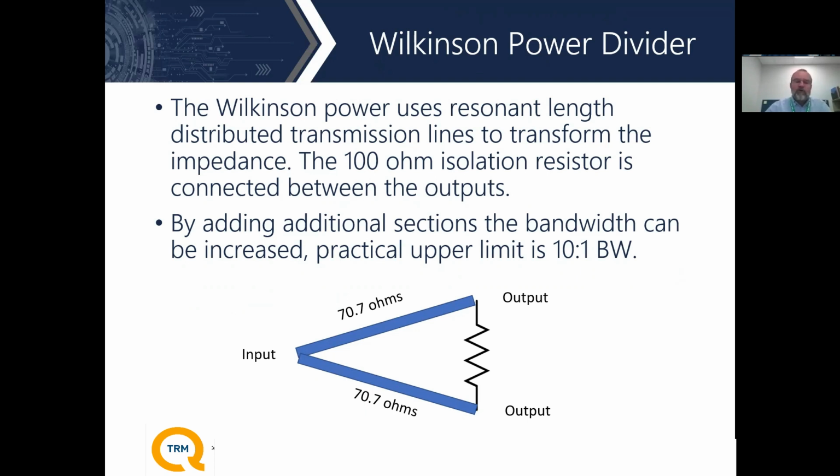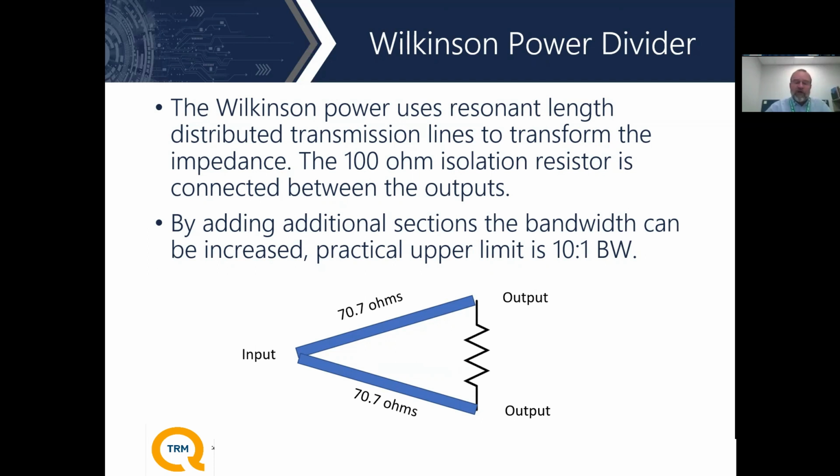What I'm going to discuss here is the very simplest version of it, just to show you conceptually how this works. Wilkinson dividers use a resonant length distributed transmission line to transform the impedance. In the simplest case, a single section Wilkinson has about a 20% bandwidth. It will transform that output impedance of 50 ohms through a 70.7 ohm quarter wavelength transmission line. 100 ohms will appear at the other end of that line, which will then go in parallel with its brother on the other side, transforming it back to 50 ohms on the common input.